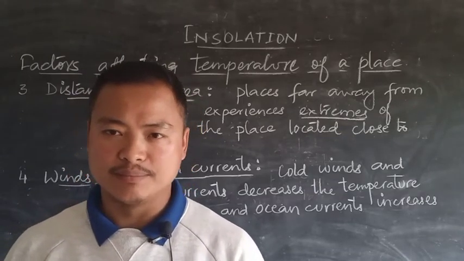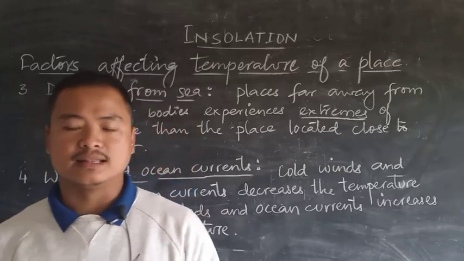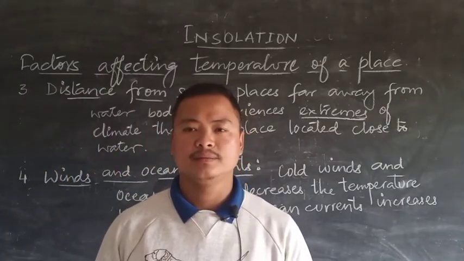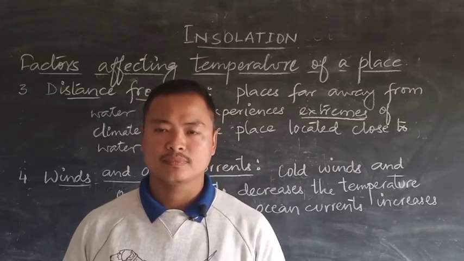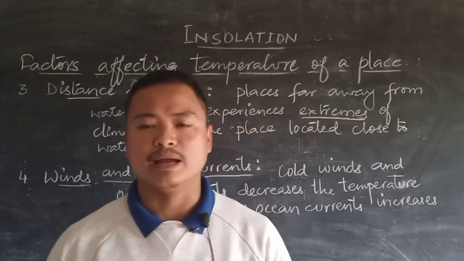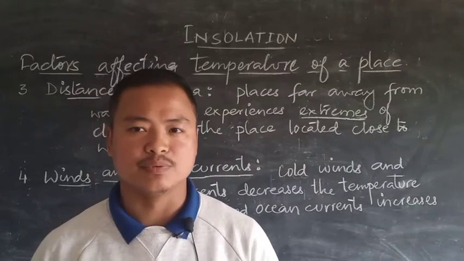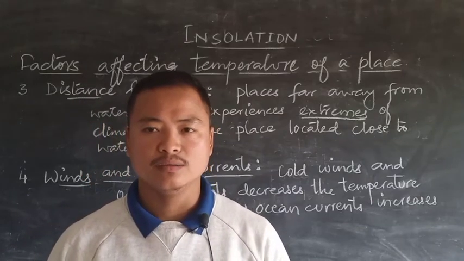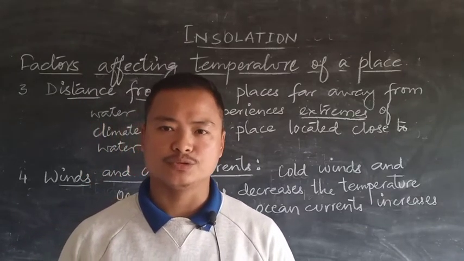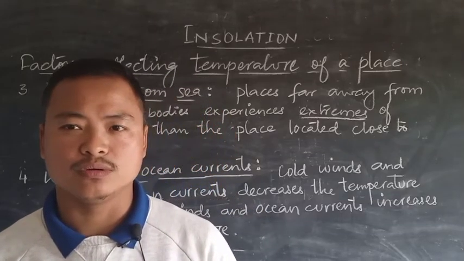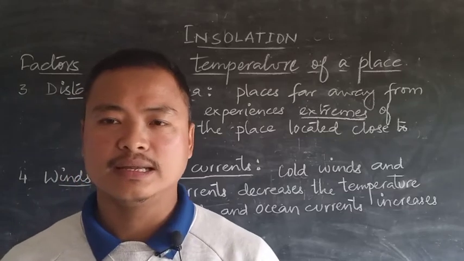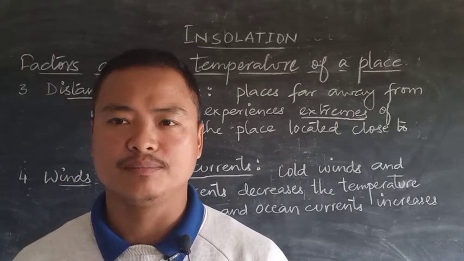In fact, you can say that they affect the temperature of a place by either increasing or decreasing it. Warm winds and ocean currents increase, while cool or cold winds and ocean currents decrease the temperature of a place.